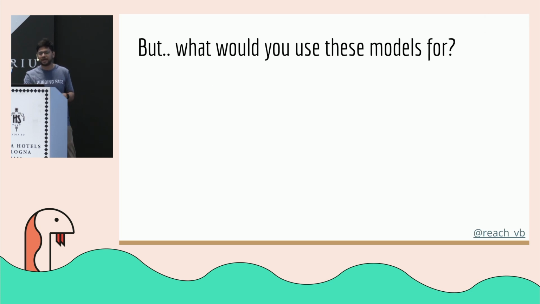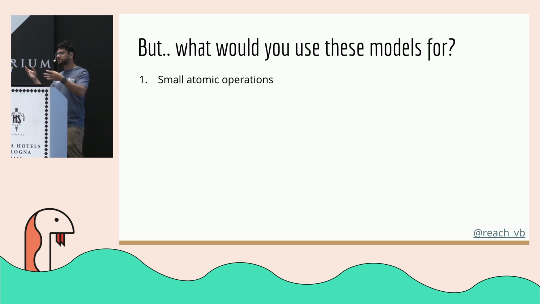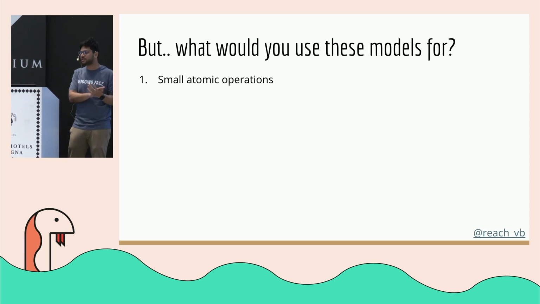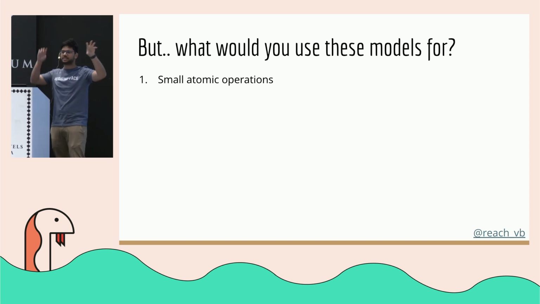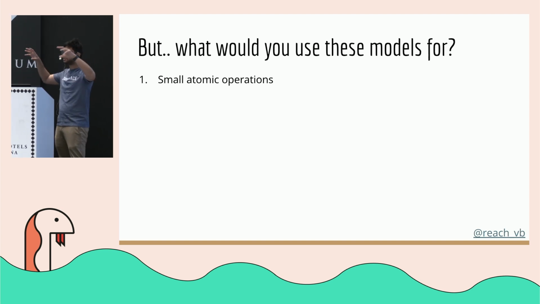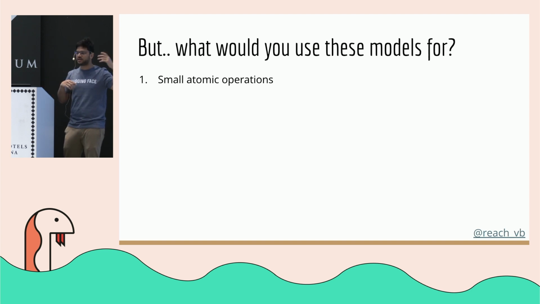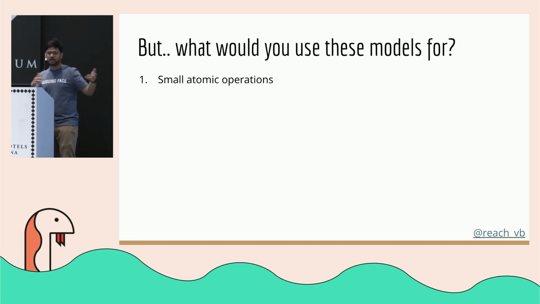Cool. So what do you use these models for? These local models, first of all, you should use them for really small atomic operations, which means let's say you want to rewrite, let's say you want to translate, let's say you want to convert unstructured text to structured text. Use local models for it. You really don't want to use really large models for it.